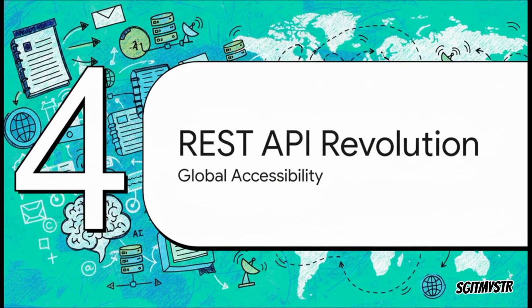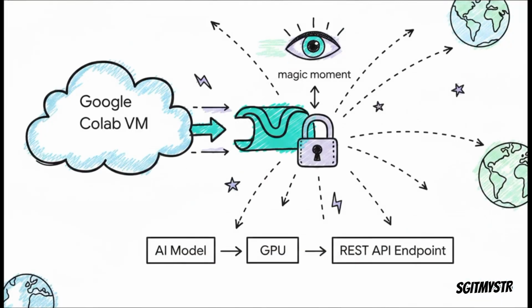Okay, let's jump to section 4, the REST API revolution. This is exactly how an isolated little notebook transforms into a globally accessible developer tool. The real magic happens when Ngrok creates a secure tunnel directly from that Google Colab virtual machine straight to a public URL. Suddenly, your model running on Google's GPU becomes a completely legitimate endpoint. You can call it from anywhere on Earth with a single post request. It completely bridges the gap between a local experiment and a live service.